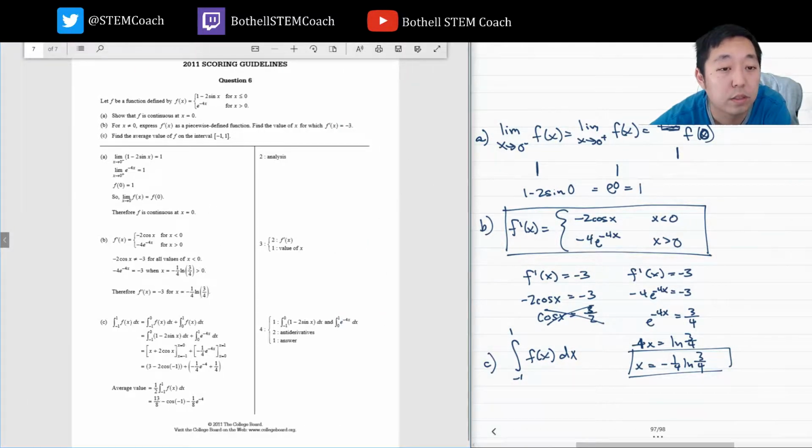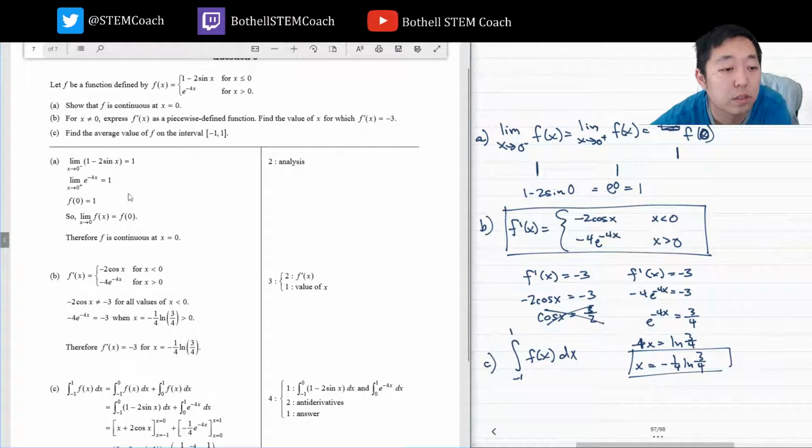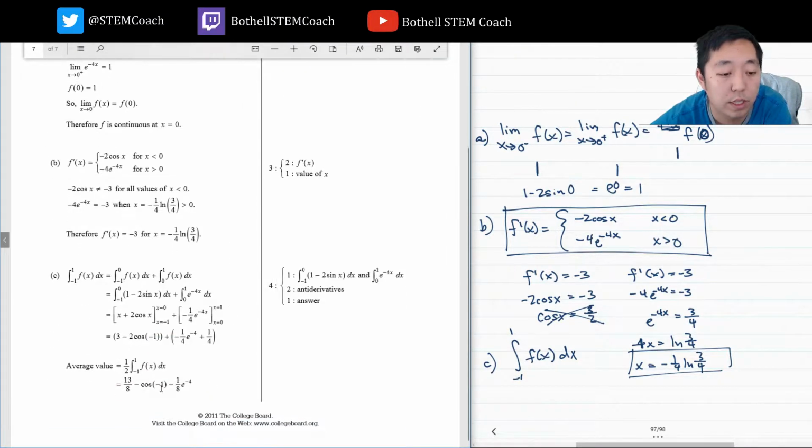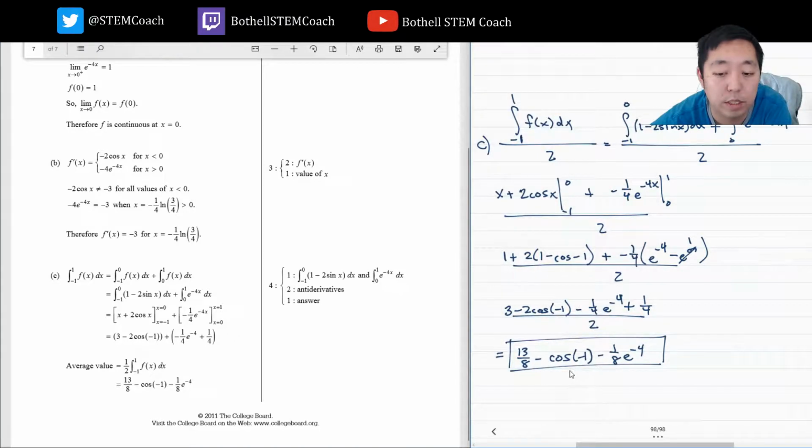So I found it continuous because I did the limit from the right and f of 0, so they're all equal. That's what I did here. For part B, x equals negative 1/4 natural log of 3/4. And then here I get the average value. That looks really close: 13/8 minus cosine of negative 1 minus 1/8 e to the minus 4. All right, cool. So we finished out nailing that question.